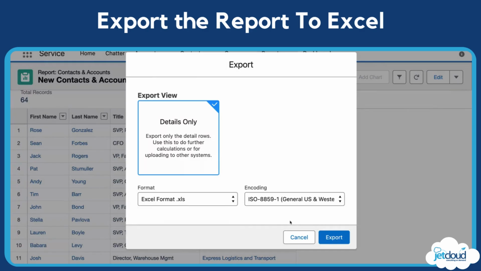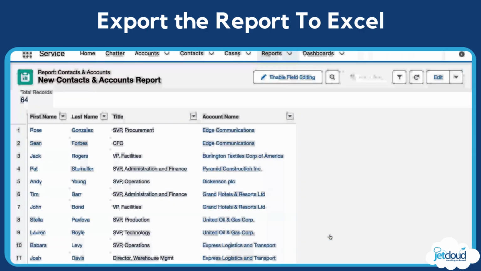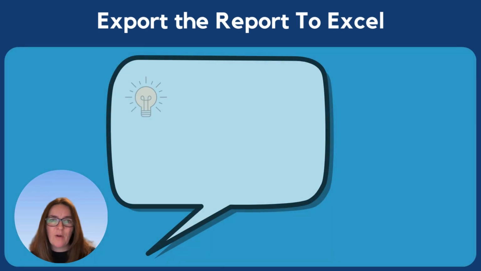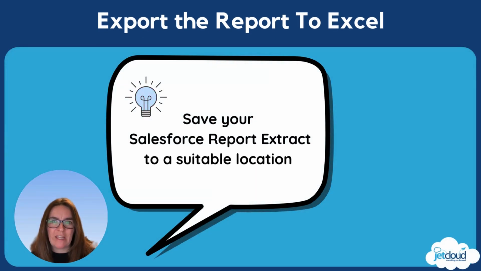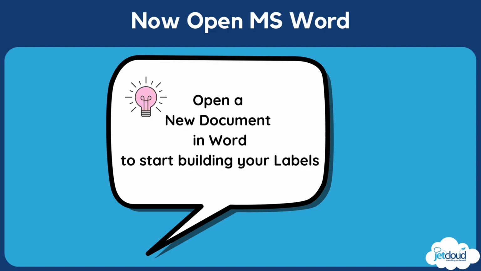I'm going to export the file now so that I can have it in an Excel format. You will need to save the Excel spreadsheet that you've just extracted so that you can find it in order to do your mail merge. Now open Word. Open a new document to start building your labels.